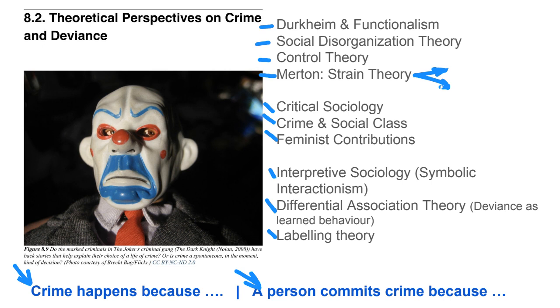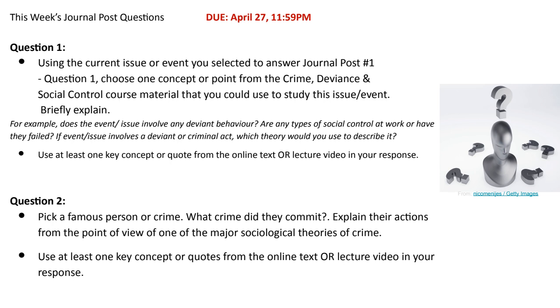So some of the theories look at crime at the macro social level, the society level, which would be kind of crime happens because. Others are definitely micro level, interpretive sociology, symbolic interactionist theories, which are much more micro. They're really good theories that look just at the individual and explain that. Okay, so with that, that's the theories, and we'll look at the journal questions for this topic.